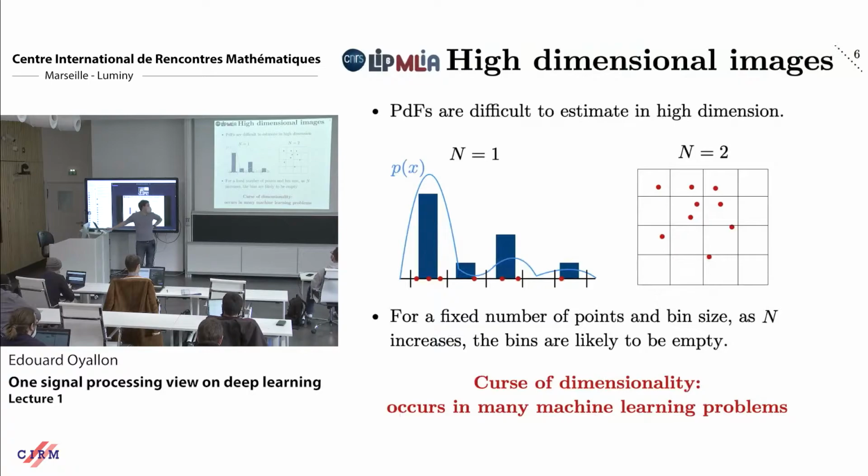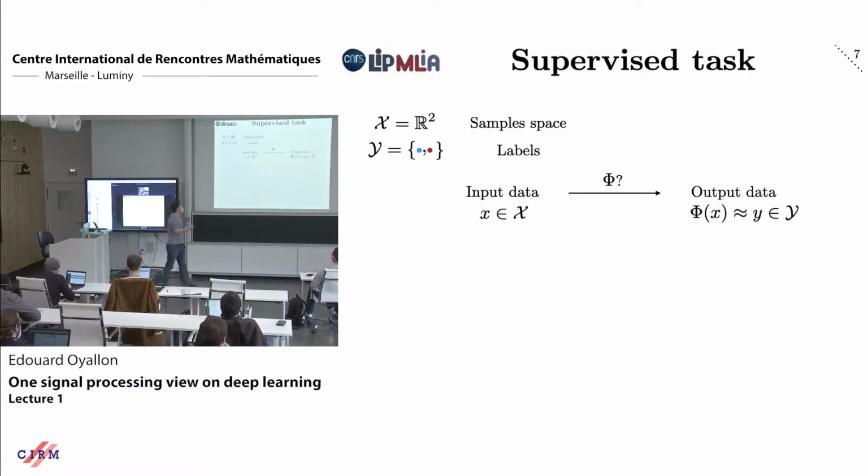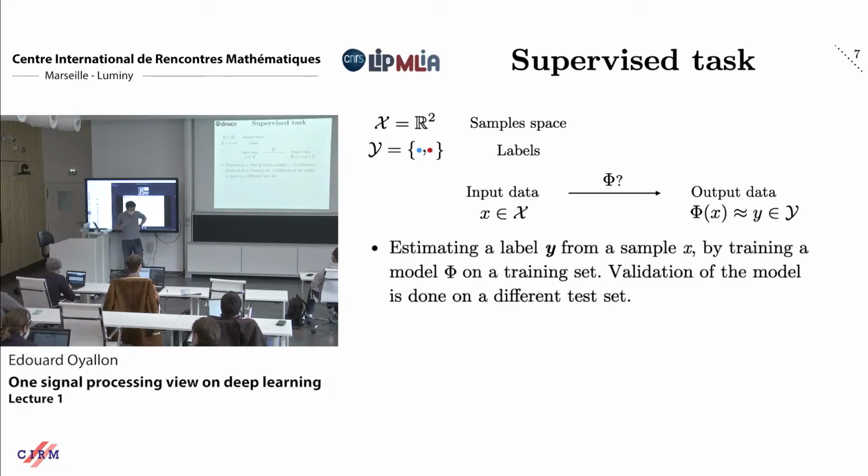It occurs in many machine learning problems, I would say most of them. In the previous task, what was super easy was the fact that we were working in R2, as you said. Supervised classification does consist in trying to build a representation phi of the data.